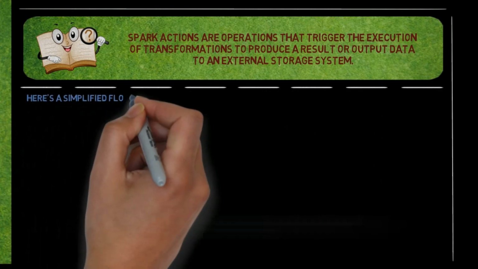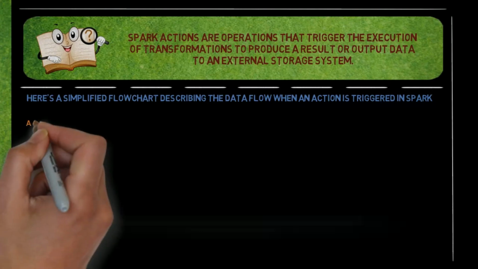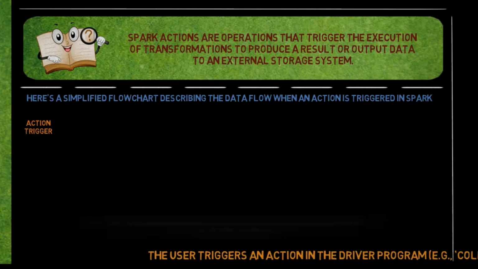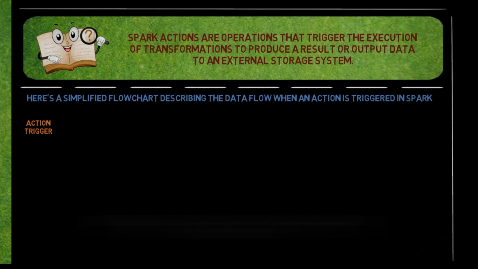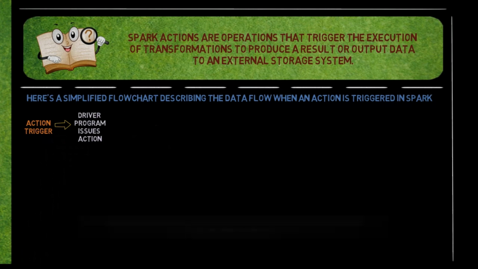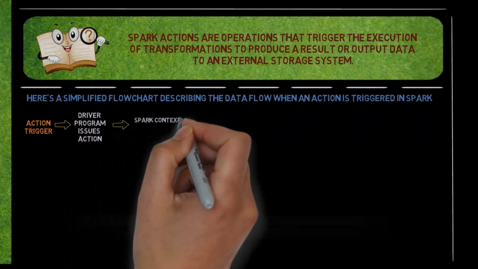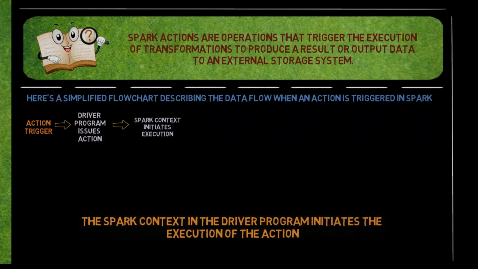Here's a simplified flowchart describing the data flow when an action is triggered in Spark. Action trigger. The user triggers an action in the driver program, for example, collect, count. Driver program issues action. The action call is made in the driver program. Spark context initiates execution. The Spark context in the driver program initiates the execution of the action.